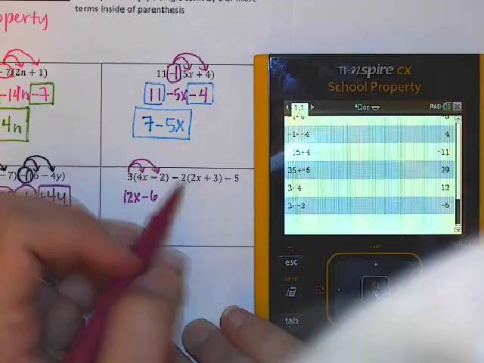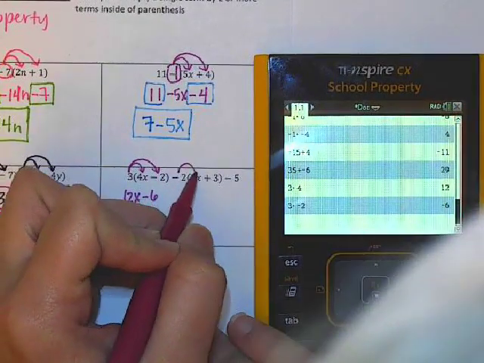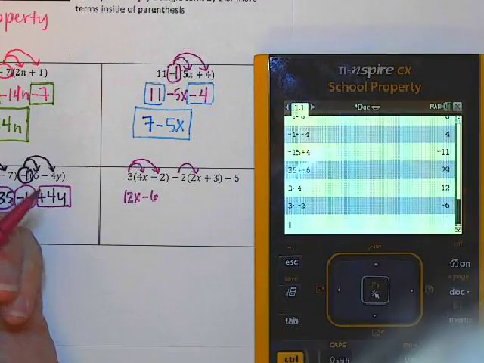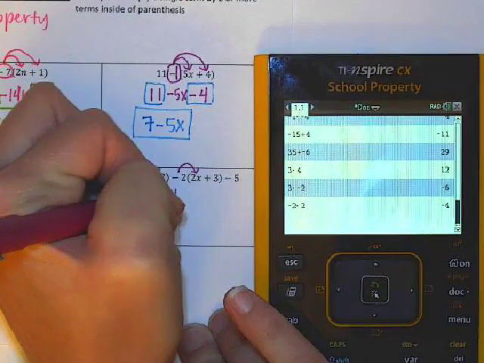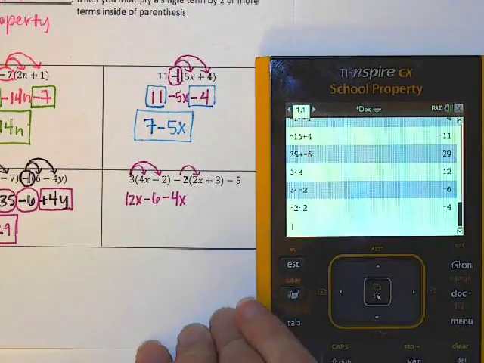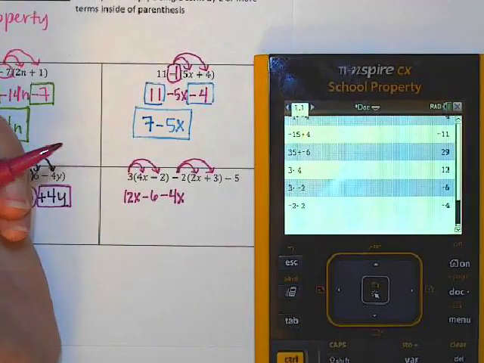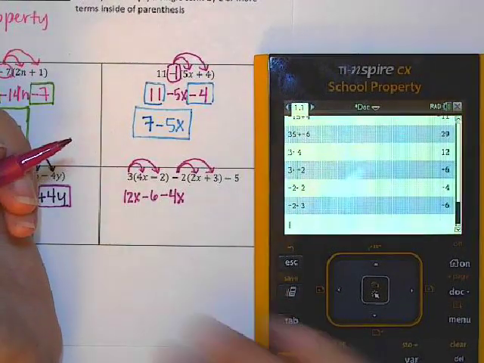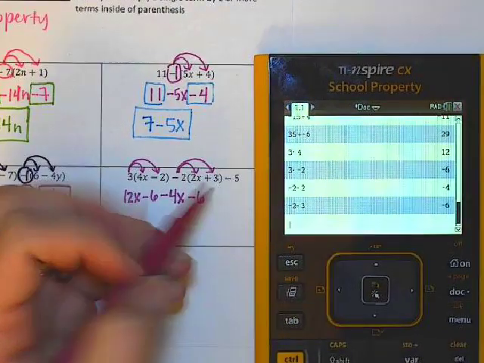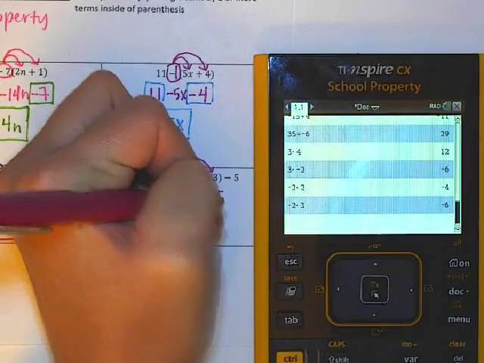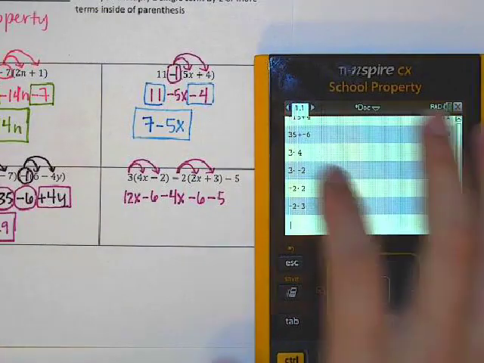Now I'm going to distribute a -2. So -2 times 2 is negative 4x. Good. And I'm going to continue the line, -4x. And then -2 times 3 is -6. Good. What do I do about this 5? Bring it down with the sign. -5. Good job, y'all. Great job. You guys are getting it.